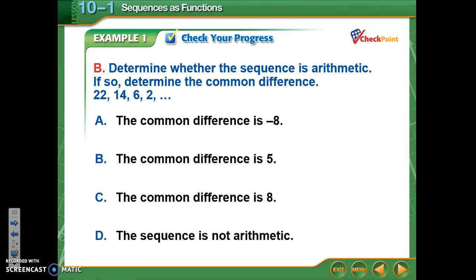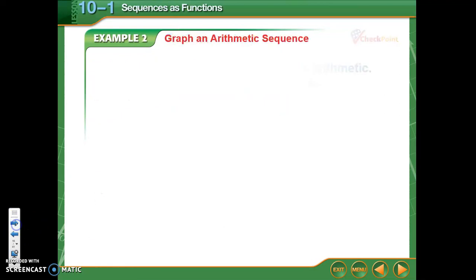And in this one, it is not arithmetic, because from 22 to 14, we are subtracting 8. From 14 to 6, we're subtracting 8. But then from 6 to 2, we're subtracting 4.